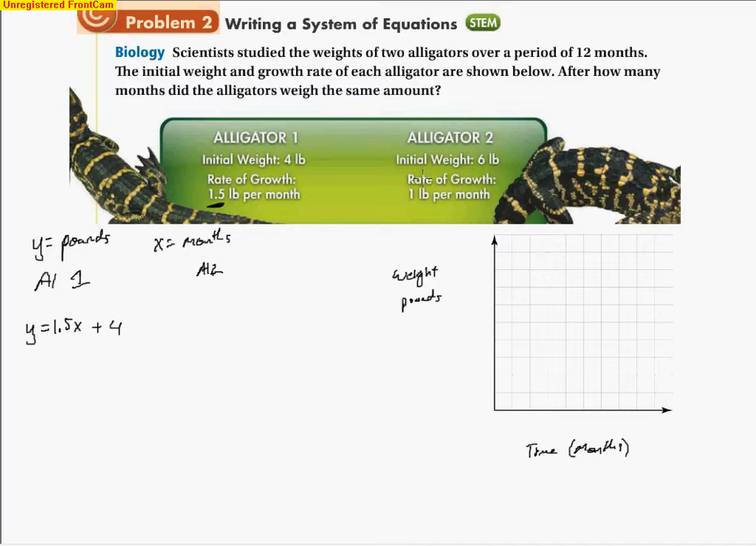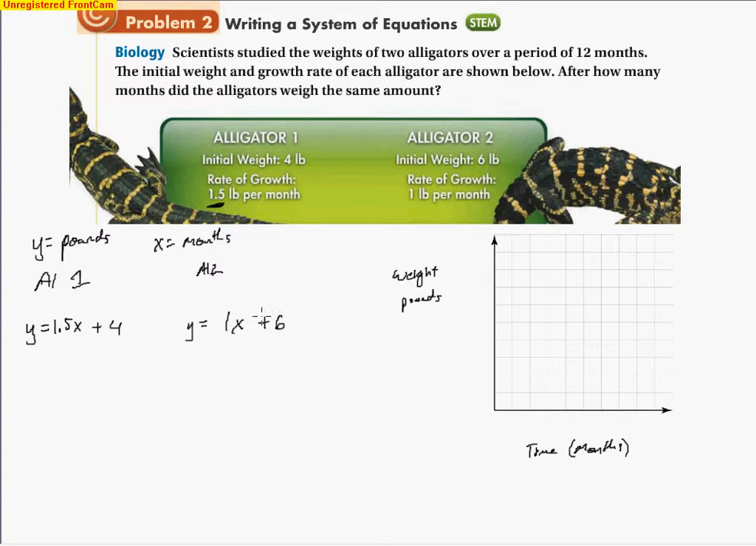And we have an initial weight of 6 pounds, so a little heavier, and it grows at a rate of 1 pound per month. So eventually, alligator 1 is going to be more heavy because it's growing at a faster rate. Alligator 2 starts off a little heavier though.